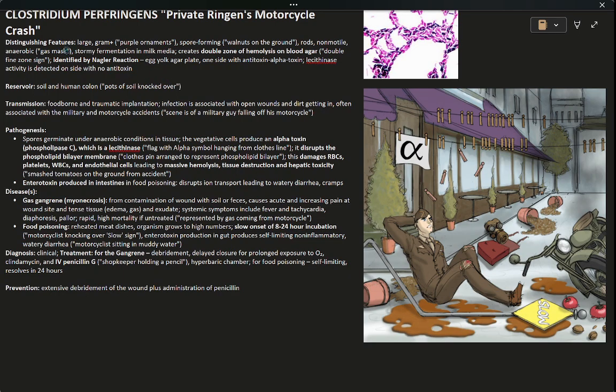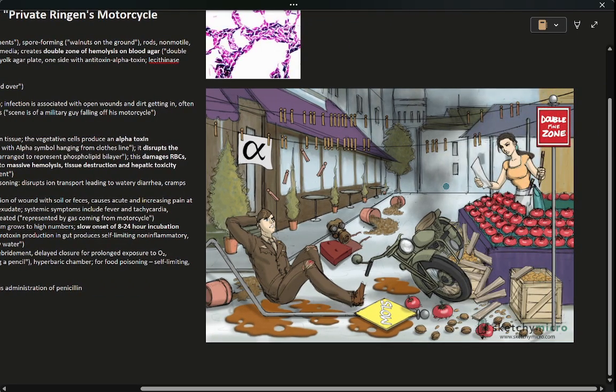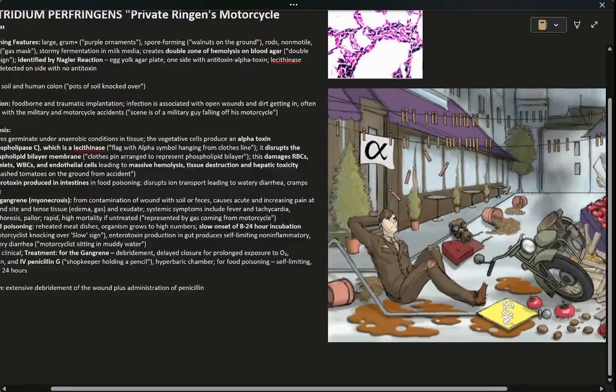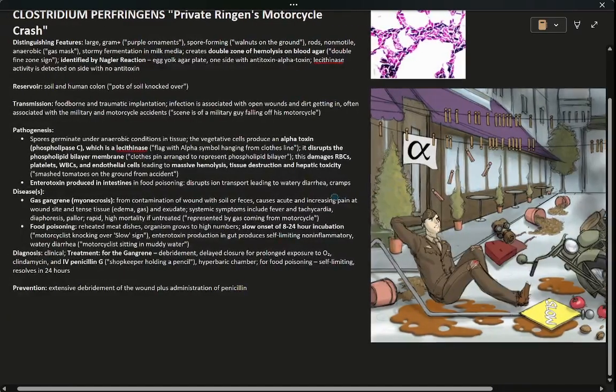Okay, so in addition to these characteristics, the Clostridium perfringens will create a double zone of hemolysis on blood agar. So you can remember this by thinking about the double fine zone sign. Right over here is the double fine zone sign. Double fine zone sign, okay. And that's supposed to help you remember the double zone of hemolysis on blood agar.